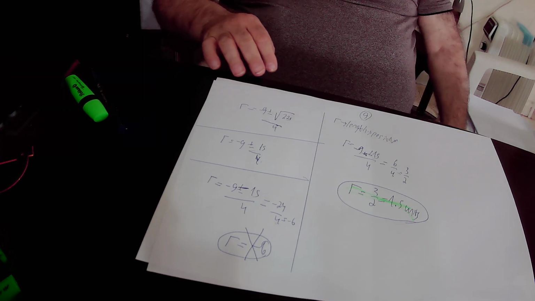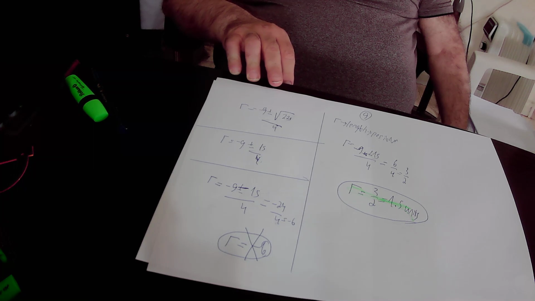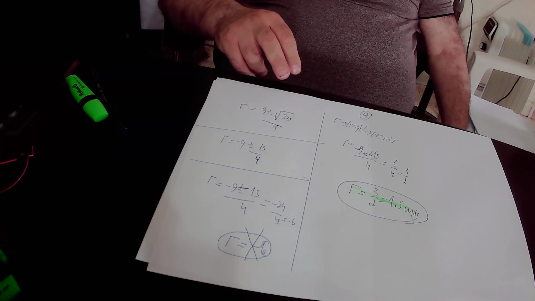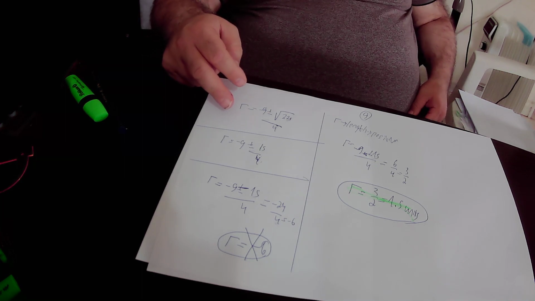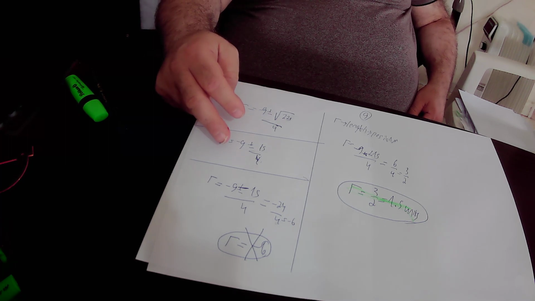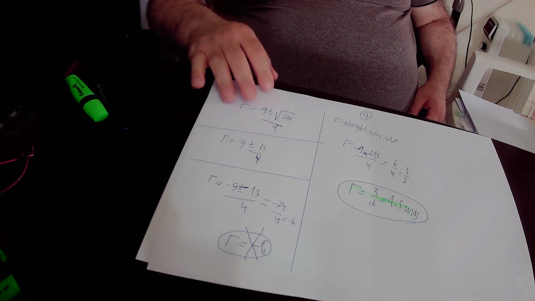And here, r equals minus 9 plus minus the square root of 225, all divided by 4. 81 plus 144 is 225. The square root of 225 is 15. So here we have two possible solutions for r. The first solution is r equals minus 9 minus 15 over 4. Minus 9 minus 15 is minus 24. Minus 24 over 4 is minus 6. That is a negative number.